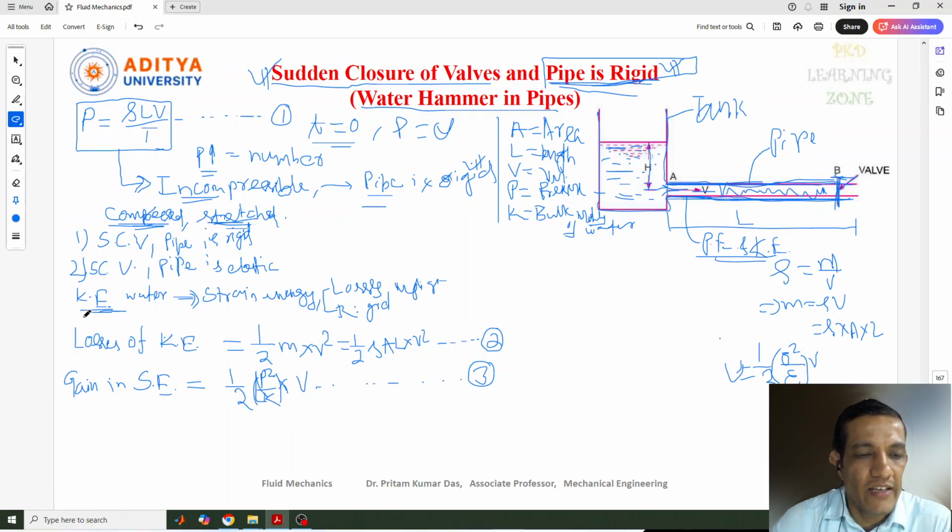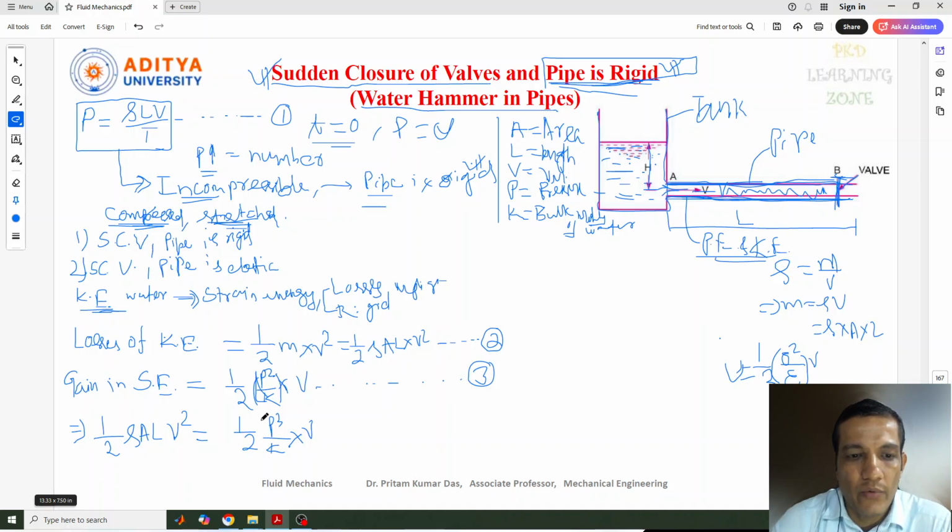Now as per our definition, the loss of kinetic energy, the total energy, is converted to strain energy. So let us equate this loss of kinetic energy to the gain of strain energy. By equating these two equations, we can write half into rho into L into V square equal to half into P square by K into V. Here the half is there, so we can cancel that.